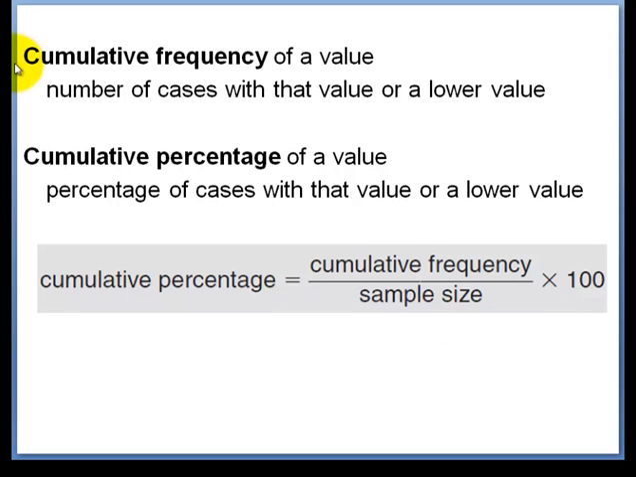This slide presents two more definitions. Cumulative frequency of a value refers to the number of cases with that value or a lower value. Cumulative percentage conveys the percentage of cases with a particular value or lower value. And here is a formula for cumulative percentage, making use of cumulative frequency and sample size.